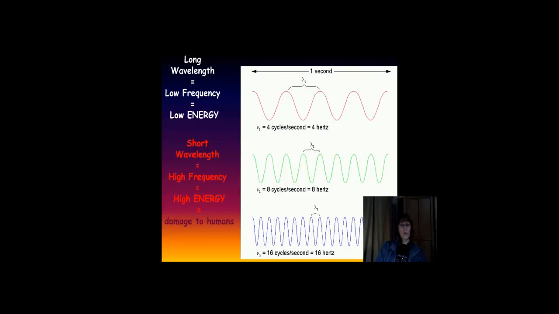Long wavelengths are low frequency, low energy. Shorter wavelengths are higher frequency and higher energy. And the shorter that wavelength, the higher the frequency, the more damage it can do to a human. Some damage is not quite so bad as others, obviously. Like if you go outside in the sun during the summer, you might get a sunburn. That's damage from UV rays.